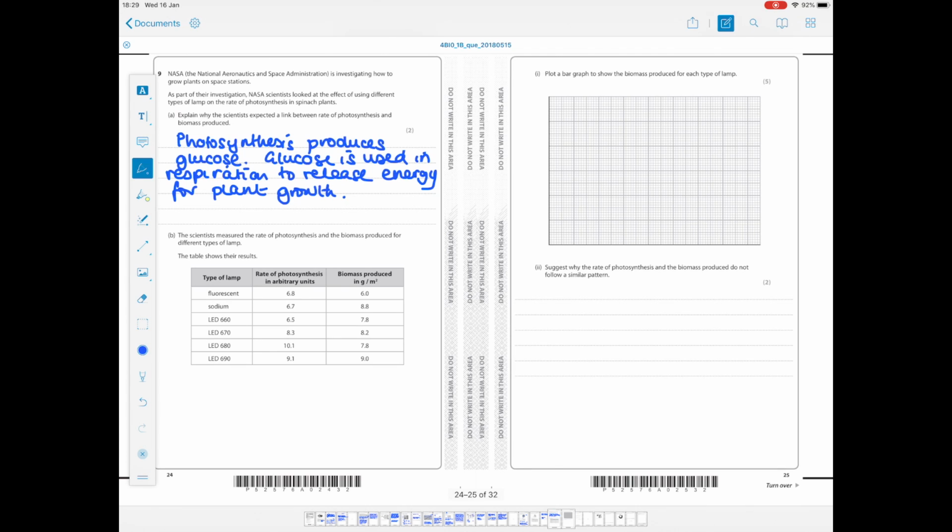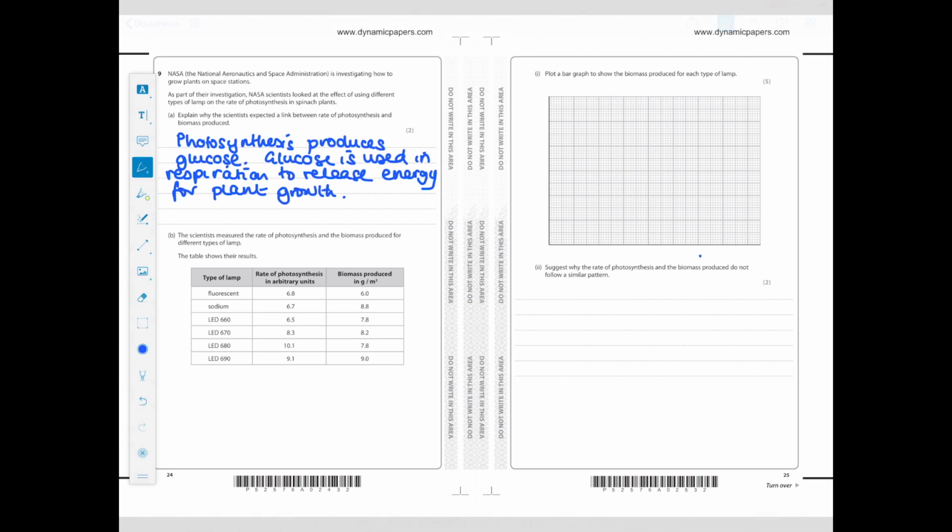B. The scientists measured the rate of photosynthesis and the biomass produced for different types of lamp. The table shows their results. Plot a bar graph to show the biomass produced for each type of lamp. So don't forget what this graph should look like. It should be a bar chart, not a line graph. So let's make sure we have the correct labels.